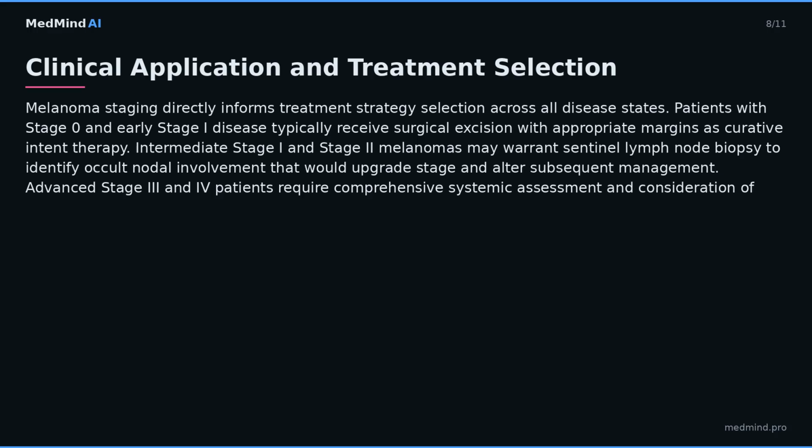Advanced stage 3 and 4 patients require comprehensive systemic assessment and consideration of immune checkpoint inhibitors, targeted therapy agents, chemotherapy, or combination approaches depending on molecular characteristics and disease burden. The staging information also guides surveillance strategies, with higher stage patients requiring more intensive monitoring for recurrence or metastatic progression.